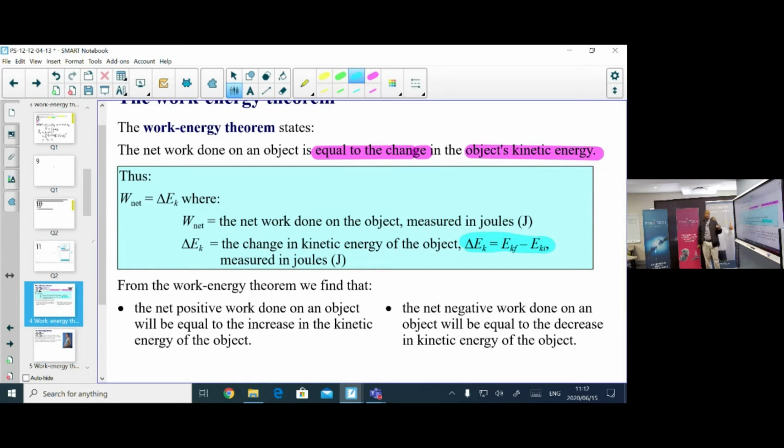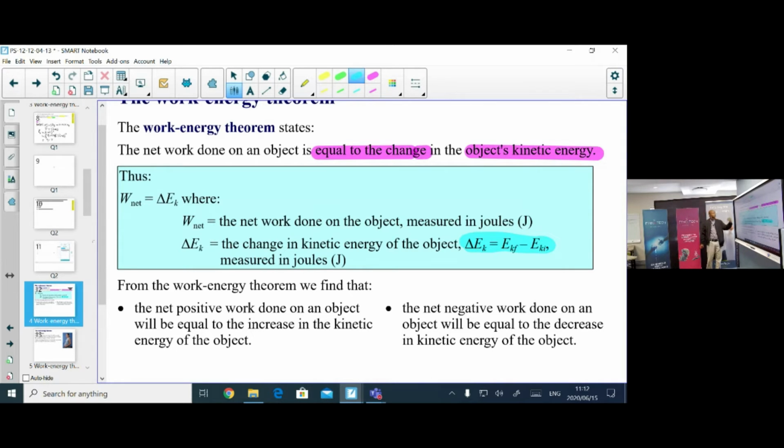In order for you to define it, you must know that you have the work net. The net work done is equal to the change in kinetic energy. Is equal to the change in the object's kinetic energy. This is the simplest. In the exam, they can ask you about this theorem. You must state it. At the end of each and every question paper, we have the formula sheet. You have to look at it. You're not supposed to memorize it.